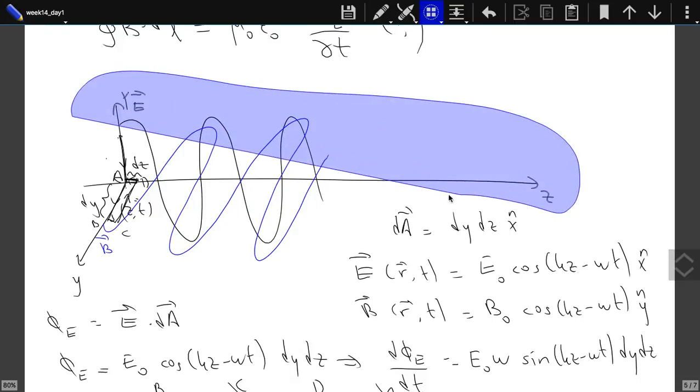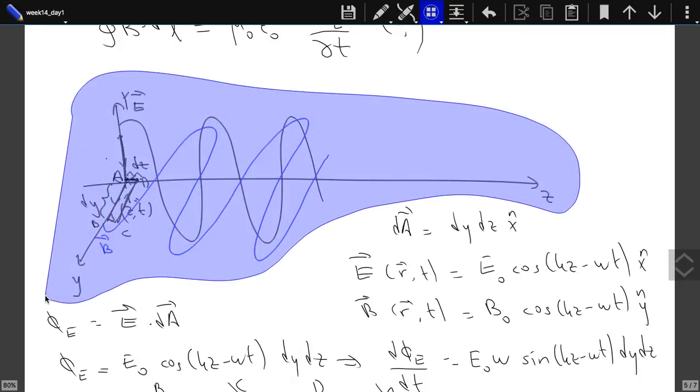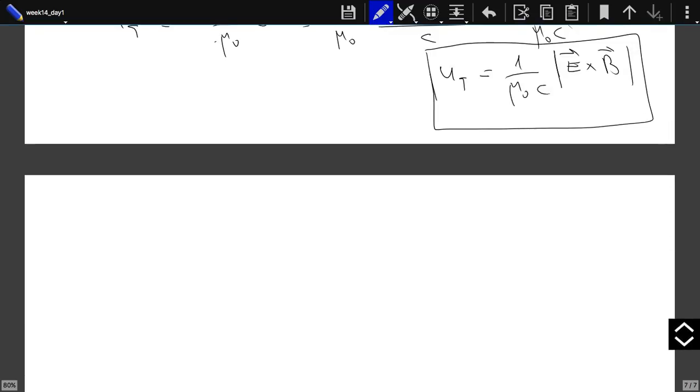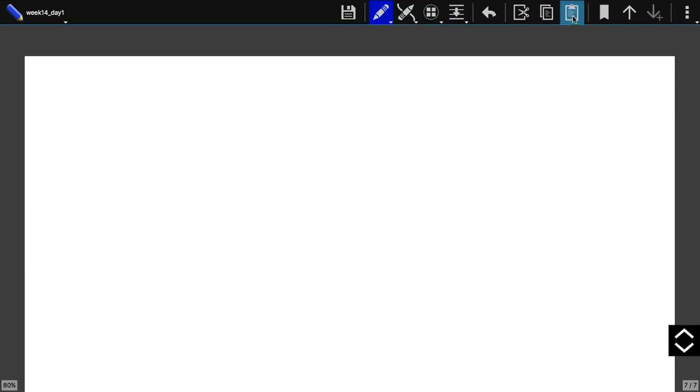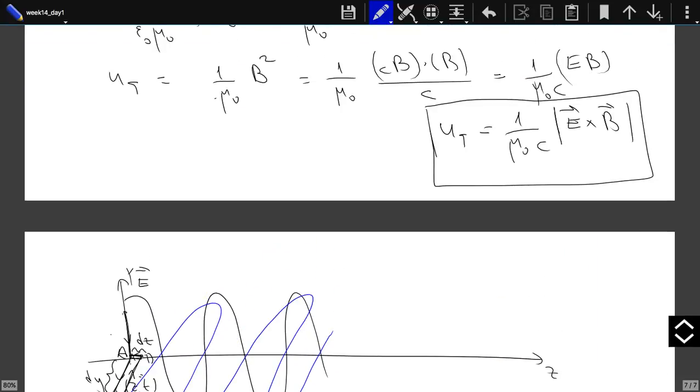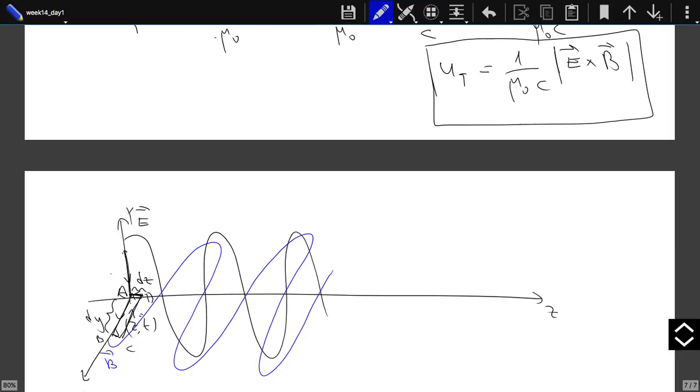Now let us look at this figure. Energy density of the electric field plus the magnetic field. No, these are densities. They are at a point.